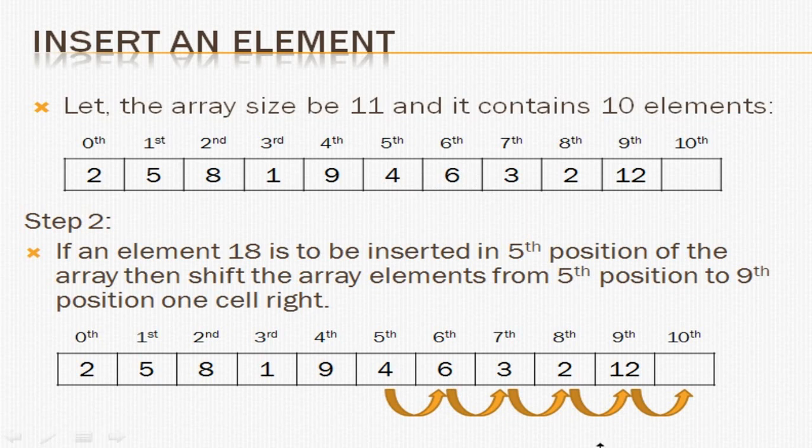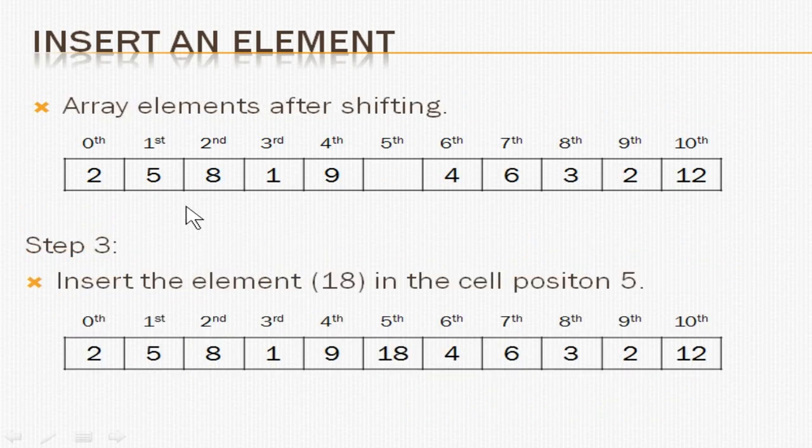So what you have to do is, you have to start from the last. That means you can see here, 10th position is empty. So move the 9th position, the last element, towards its right. That means you can move 9th to 10th. Now 9th will be empty. Now 8th to 9th. Okay, now 8th will be empty. Then 7th to 8th, 6th to 7th, and then 5th to 6th. So now what happens is, 5th element will be empty after shifting.